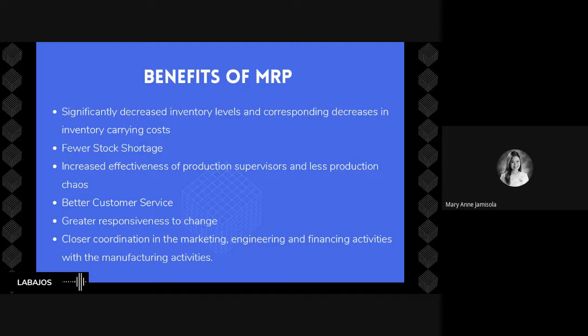Why? Because there is an increased ability to meet delivery schedules and to set delivery dates earlier and more reliably. And then greater responsiveness to change. MRP gives manufacturing a better feel for the effects of economic swings, and changes in product demand can be translated into schedule changes very quickly. So it is adaptable to change. Closer coordination in the marketing, engineering, and finance activities with the manufacturing activities. So that's it for MRP 1.